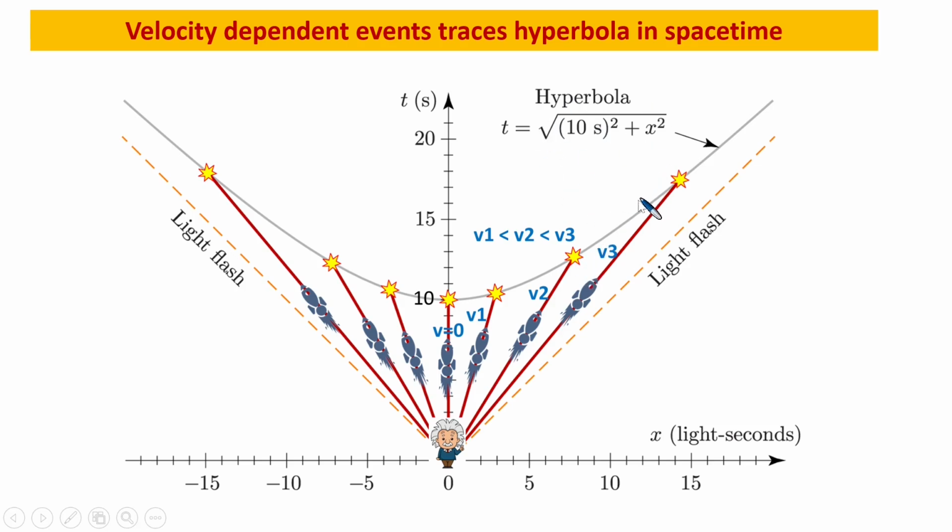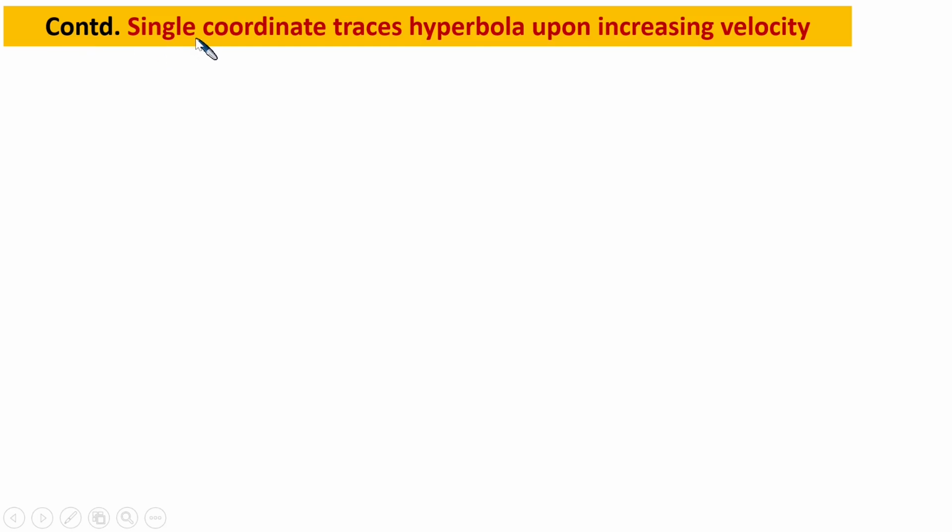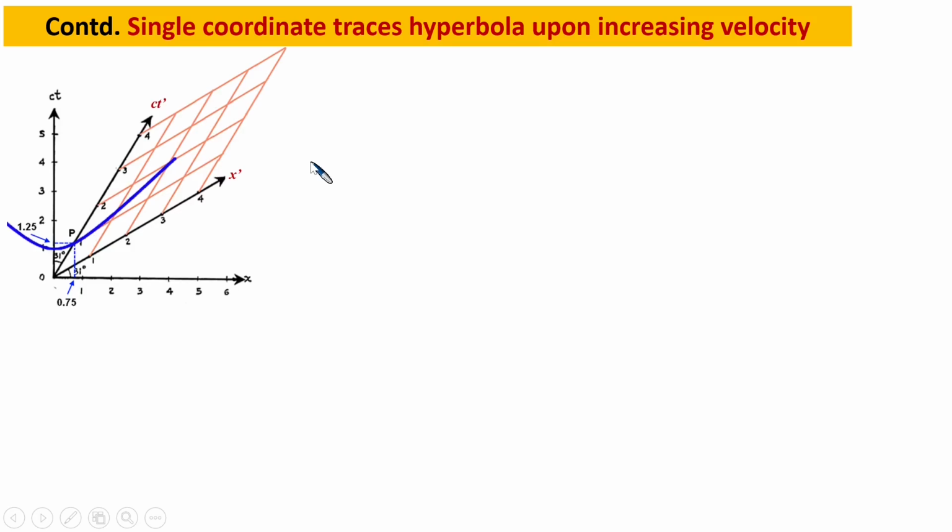So we will discuss what the hyperbola curve looks like and how you get it. Here I say the equation of a hyperbola is y squared by a squared minus x squared by b squared equal to 1. If a and b are 10 seconds, as I have taken, and y is t, this will be the time taken for the firecracker with respect to Einstein. As x squared increases, the time will increase. So this single coordinate traces a hyperbola upon increasing velocity. That's what we saw earlier. So let us do some example and see.